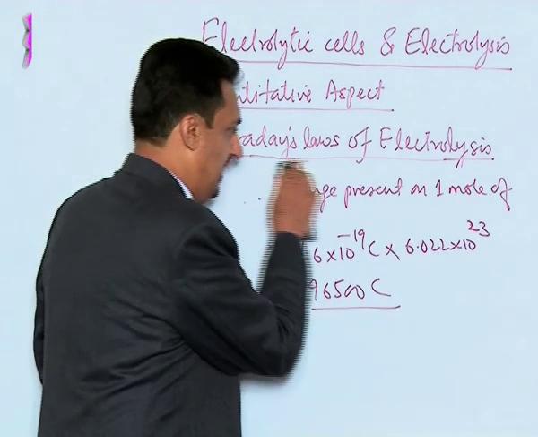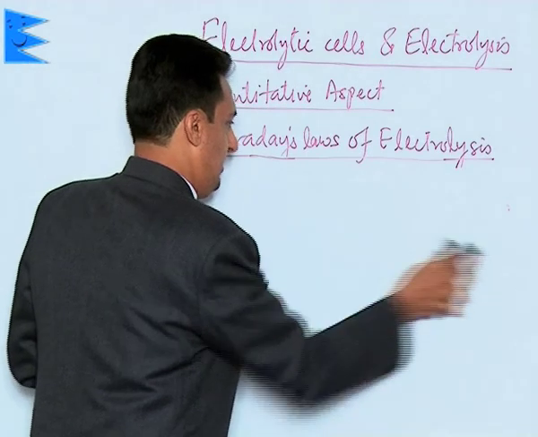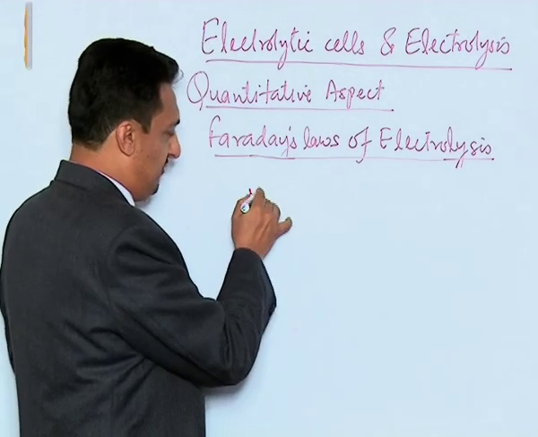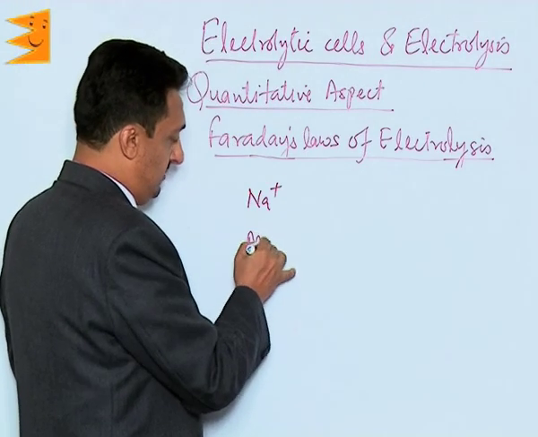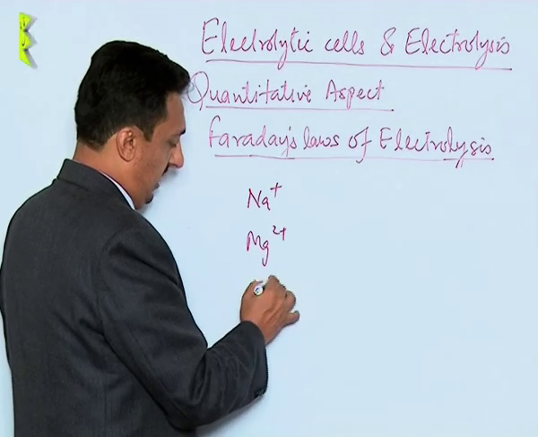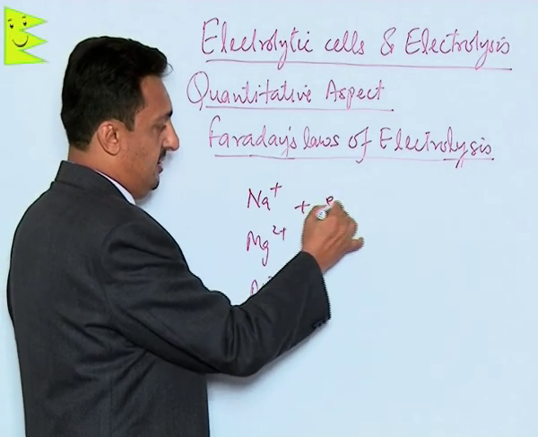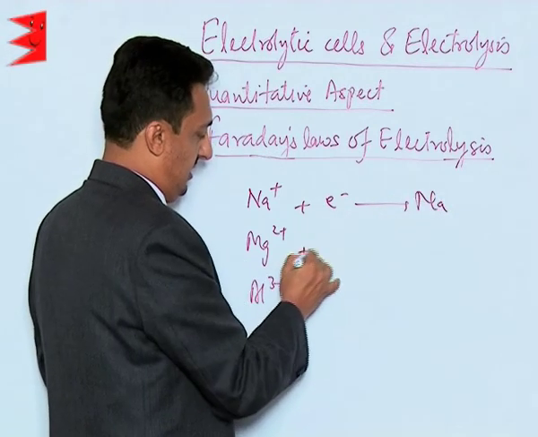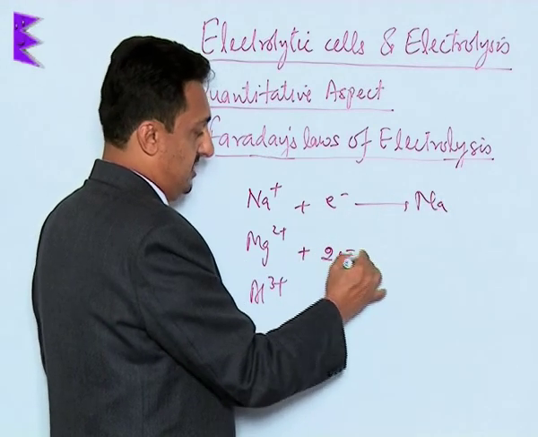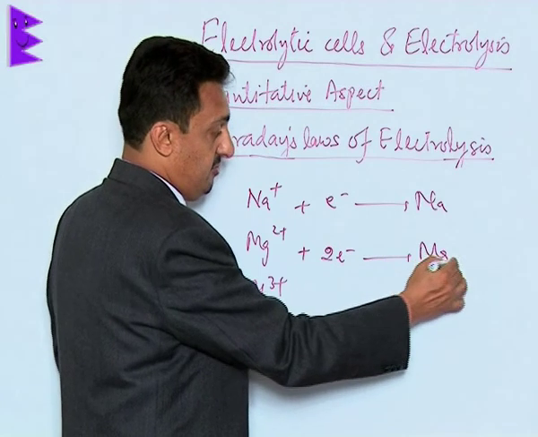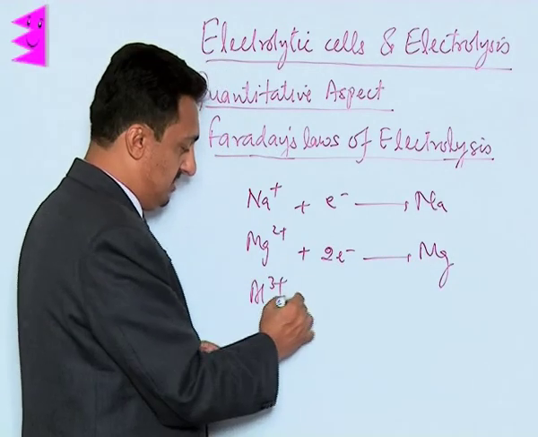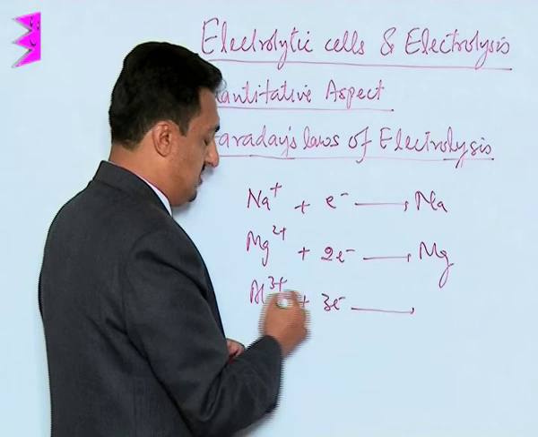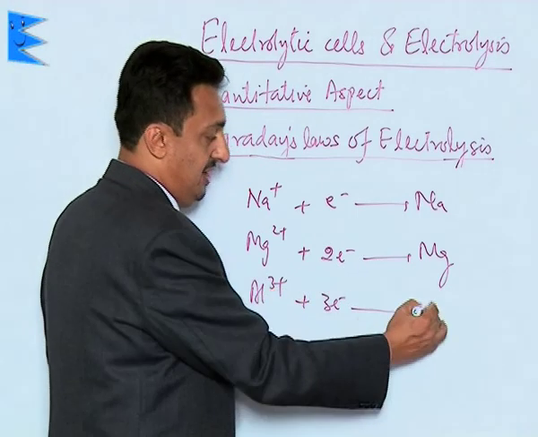Now we can easily make out from here, if we have 1 mole of sodium, 1 mole of magnesium and 1 mole of aluminium, and we want to deposit them, we will use 1 mole of electrons for sodium. For magnesium we will use 2 moles of electrons to deposit the whole 1 mole, and we will be using 3 moles of electrons to deposit completely 1 mole of aluminium.